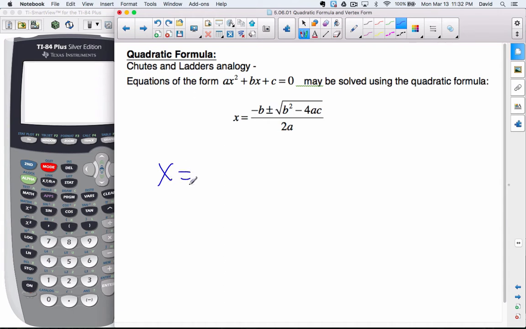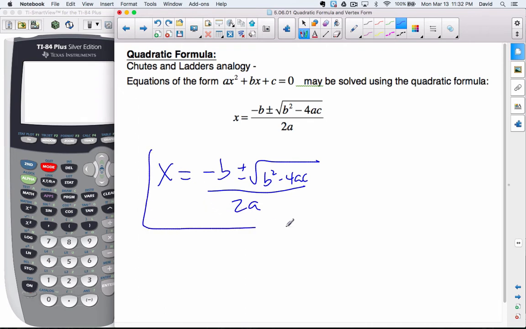It's a very familiar tune, but it goes minus b, plus or minus square root, b squared minus 4ac, b squared minus 4ac, all over 2a, all over 2a.